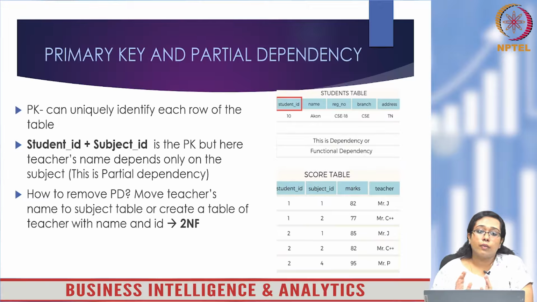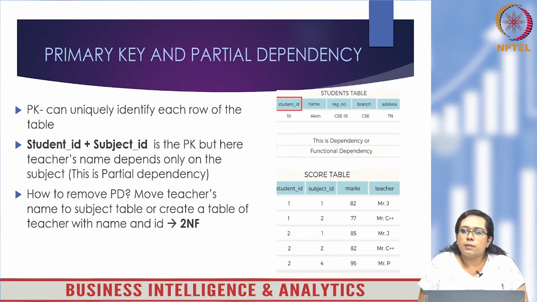A functional dependency is when a non-prime attribute completely depends on the primary key. That is known as a full functional dependency. But the teacher is depending here only on the subject ID and not on the student ID. So, the teacher field is partially dependent on the primary key and not fully dependent on the primary key. So, this is known as partial dependency.